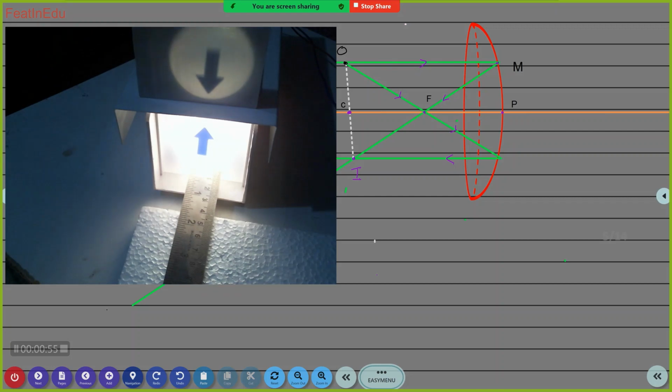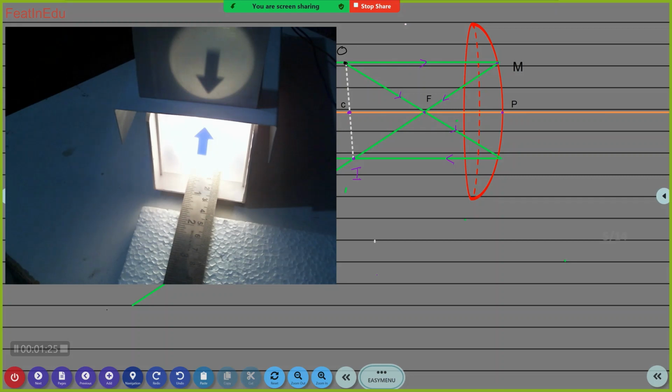So now you can see that the object and the image, they are in the same line. That means the object distance is equal to image distance. And you can see the corresponding ray diagram on the board. Hello, everyone can see that? So you have got a ray from the object going parallel to the principal axis and hitting at M, and then it is reflected back because it is parallel through the principal focus.